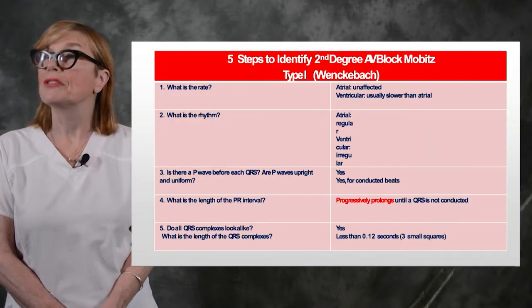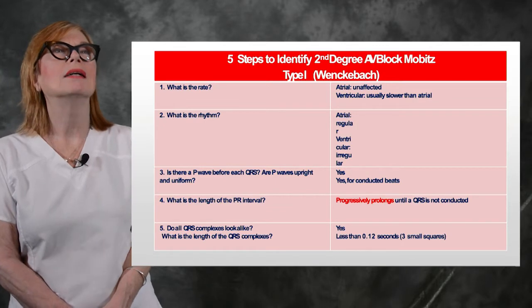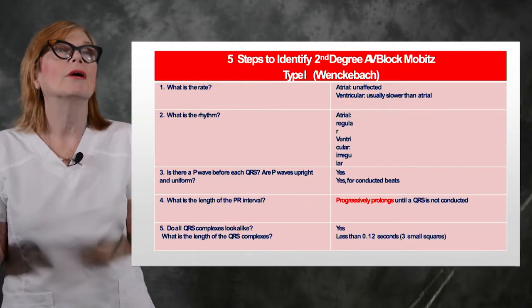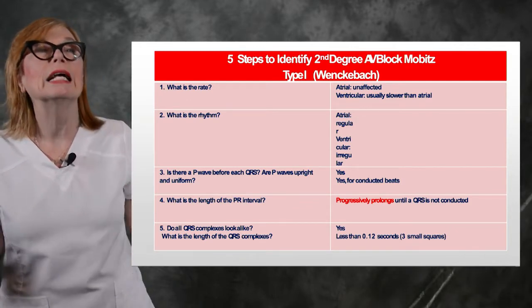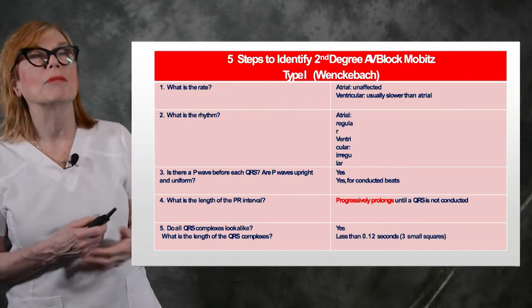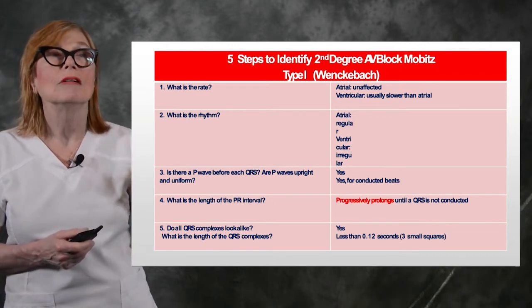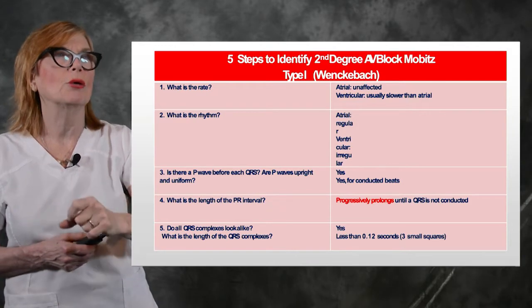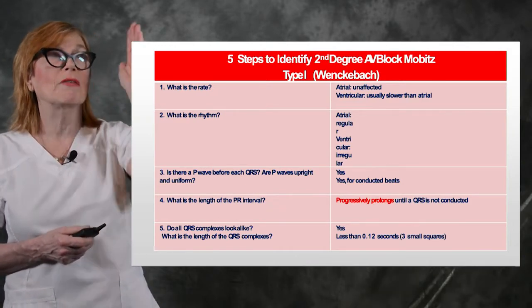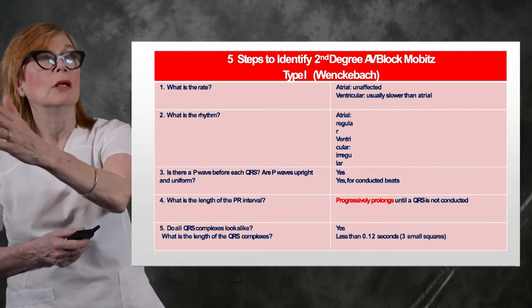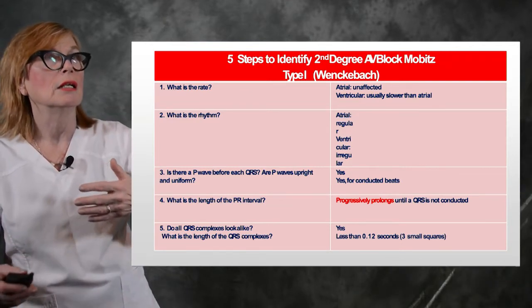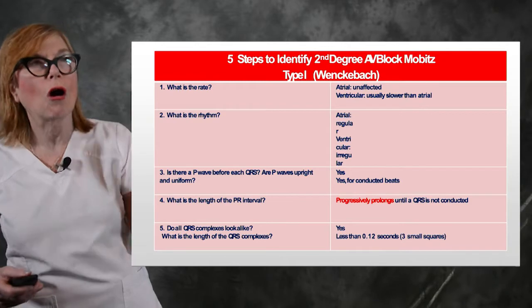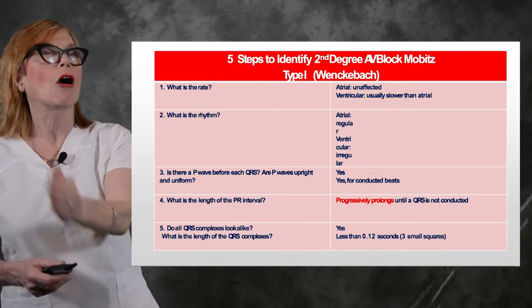Okay, so steps to identify this. Type 1 Wenckebach. Heart rate, atrial is unaffected, but the ventricular rate is slower than the atrial and it's irregular. The rhythm, atrial regular, ventricular irregular. And is there a P wave before each QRS? Yes, for all conducted beats, but then you find a P that doesn't have a QRS. Now, first and foremost, you must make sure that the P to P interval is constant and regular, because it could be a PAC that's not conducted. So we have to check P to P, P to P, R to R, R to R, PR to PR.